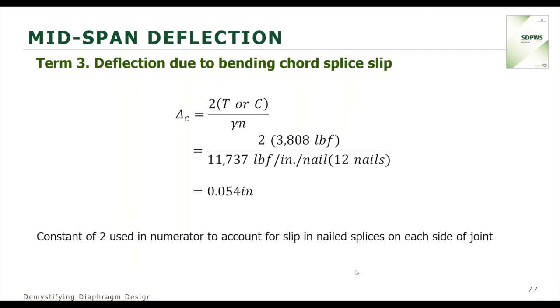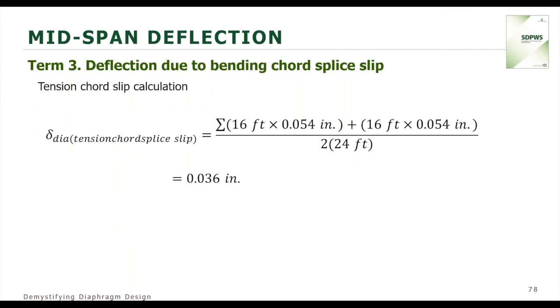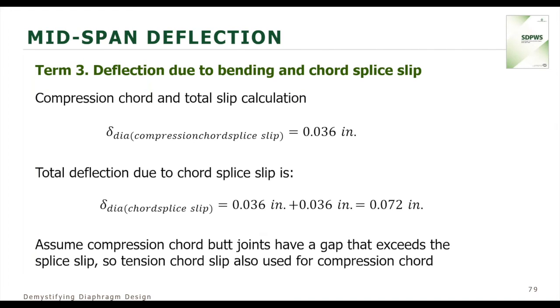Remember, we have 2 sets of nails on either side of that joint to transfer that load across the actual cord splice. So for the tension cord slip calculation, we sum up that we have 2 cord splices, and we sum that up by doing 16 feet. That's the distance to the actual location, and multiply that times that delta C. And then we divide by 2 and 24. And then that's just for the tension.